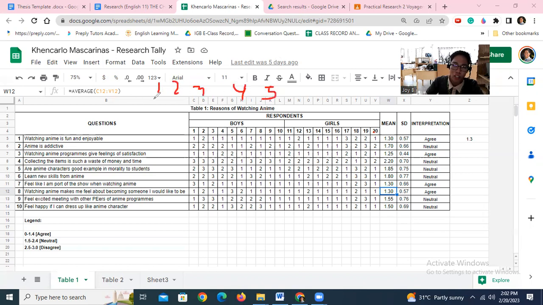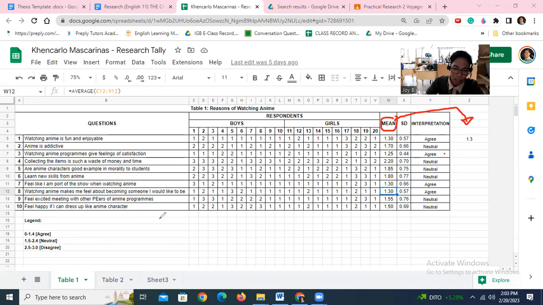Pag sinabing 1, it could be strongly disagree, agree, disagree, neutral, so on and so forth. So that's the way how you rate, right? So you just need to fill in the numbers or the answer from all of your respondents from 1 to 20. Sulat mo lang dito. Kapag natapos na lahat, nasulat na lahat ng answer ng respondents, you need to get the mean. Pag sinabing mean, ito yung average.